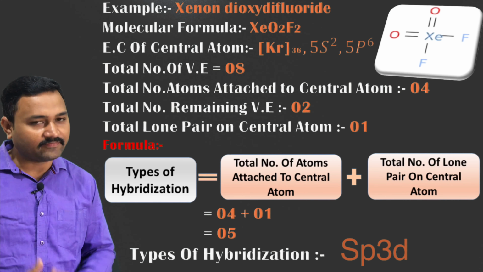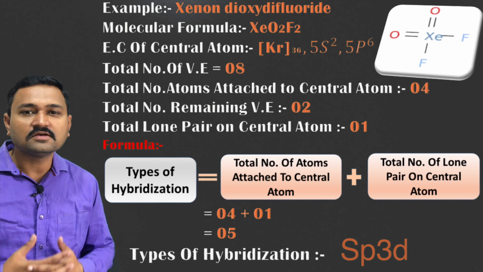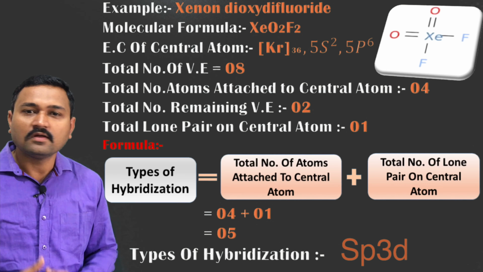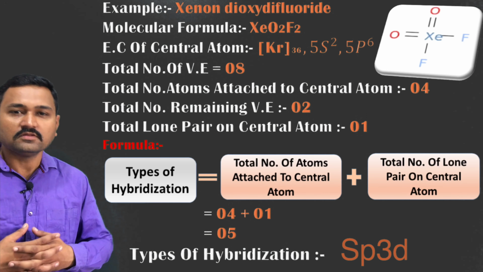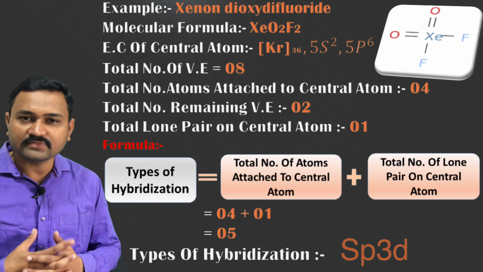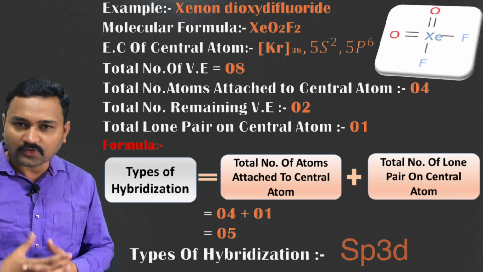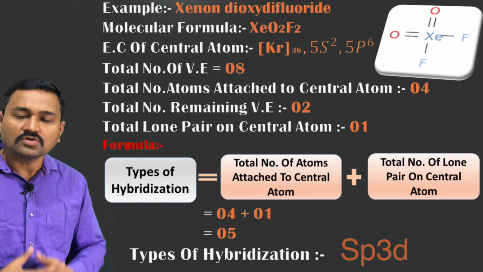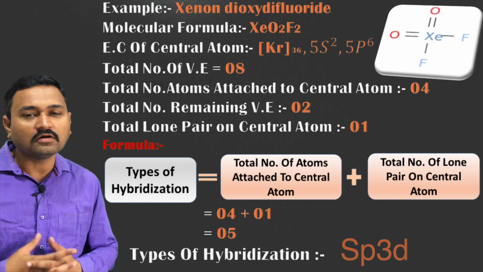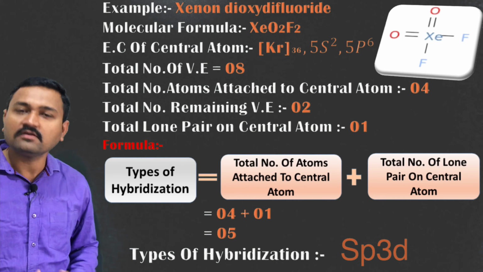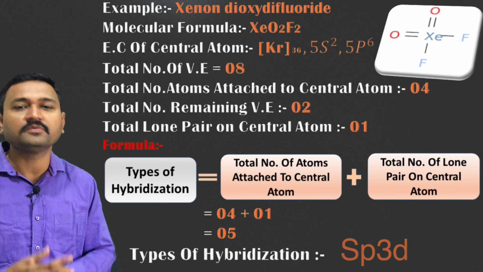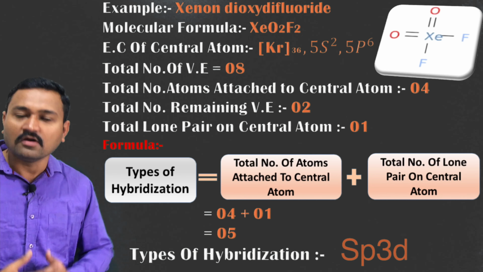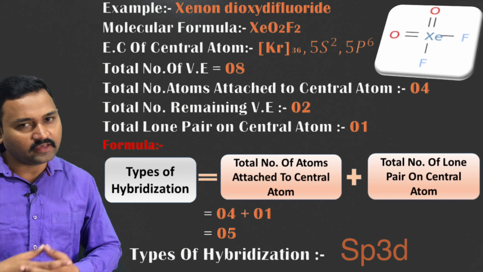Now, again let us consider the next example. So, here I have taken the xenon dioxydifluoride molecule. So, its molecular formula is XeO2F2. The central atom is again xenon. The electronic configuration of this central atom, that is xenon, will be krypton 36, 5s2 and 5p6. So, the total number of valence electrons on the central xenon atom is equal to 8, as the 5s and 5p contribute to the valence shell. Hence, the total electrons present in these atomic orbitals will be equal to 8.